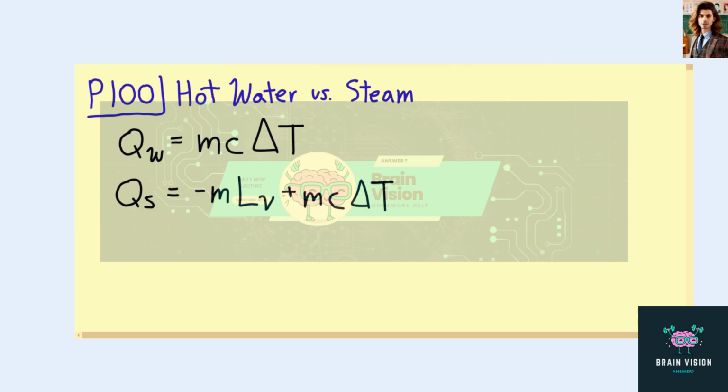First things first, let's solve for Q sub W, because we have everything we need. The question asks us to compare the quantities of steam and water to get the same amount of heat, and it gives us 1 kilogram of water. So let's plug that in: 1 kilogram of water. The specific heat of water is also given to you, which is 4190 joules per kilogram Kelvin.